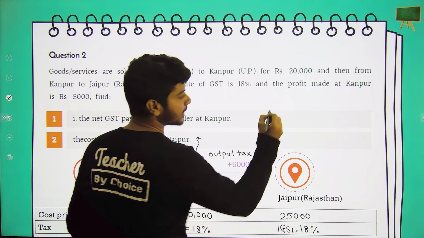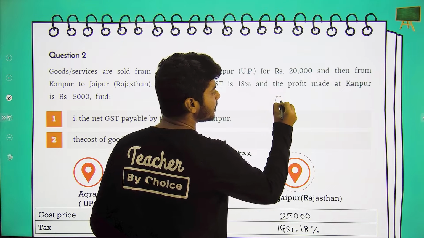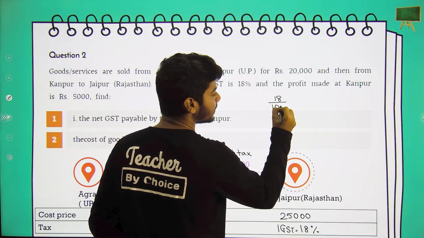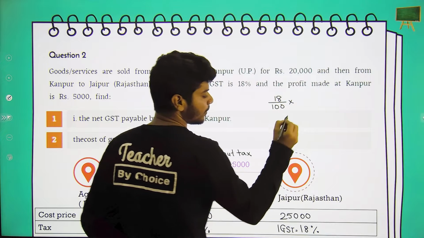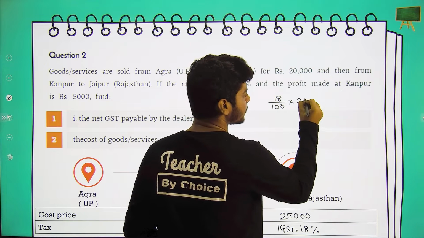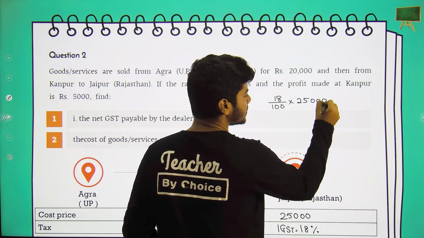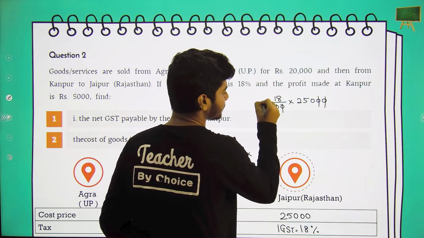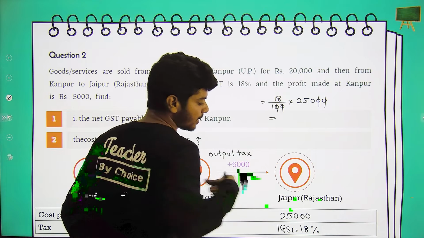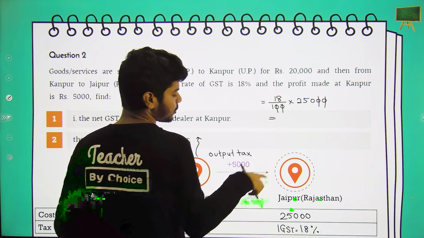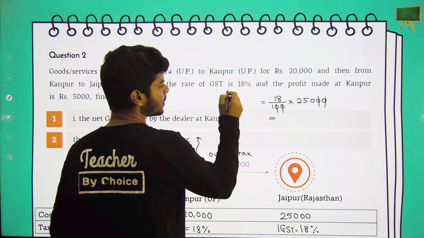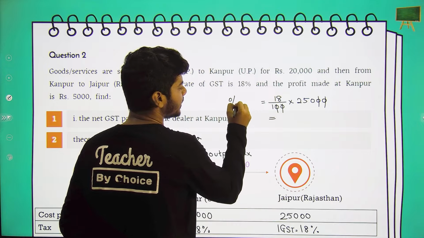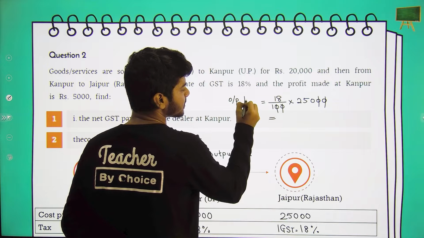25,000 का 18% कैलकुलेट कर लेते हैं. 18% means 18 divided by 100 into 25,000. So 25,000 will be like this. 0 cut, 0 cut, 0 cut, 0 cut. So this will give me how much? Tax collected.